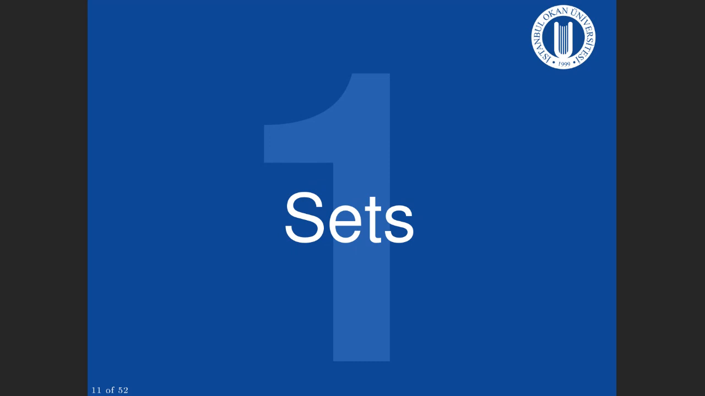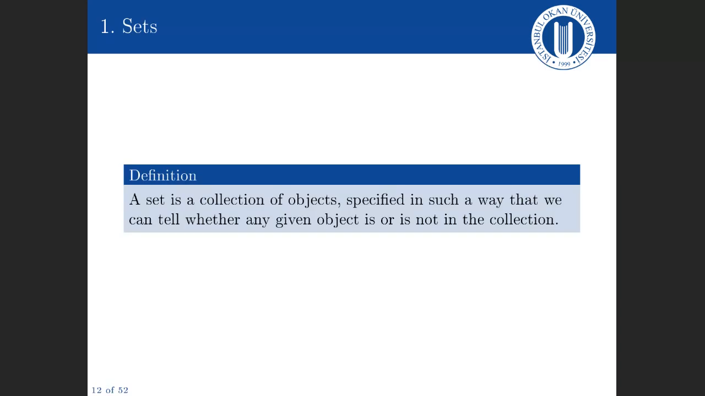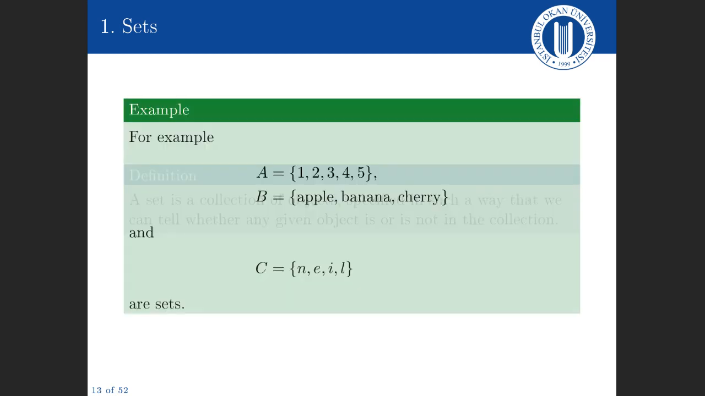Our first topic for today is the idea of sets. What is a set? A set is just a collection of objects, which is specified in such a way that we always know if an object is in the set or not in the set. For example, the set of numbers 1, 2, 3, 4, and 5, which we might call the set A. Or the set B, which is a set containing 3 fruits: apple, banana, and cherry. Or maybe the set C is a set containing the letters N, E, I, and L.